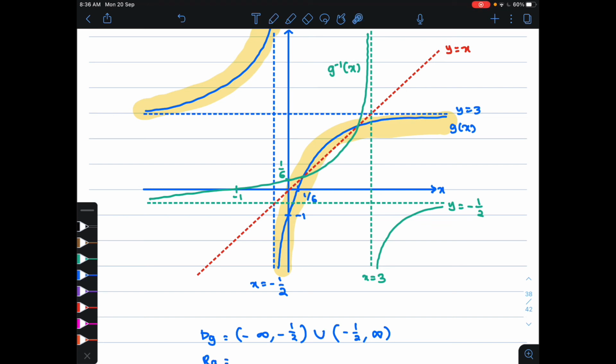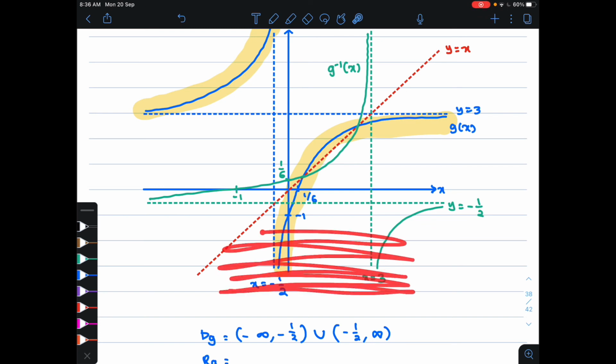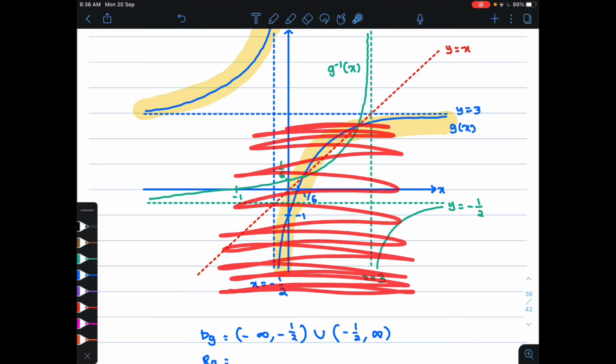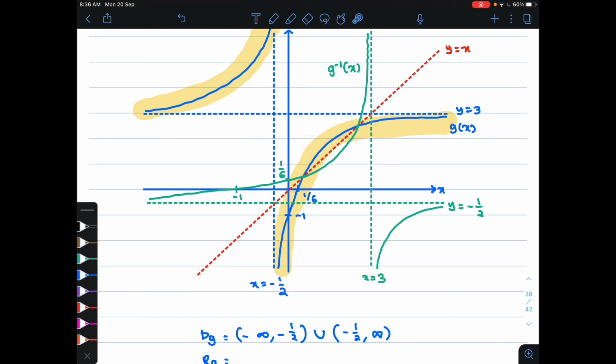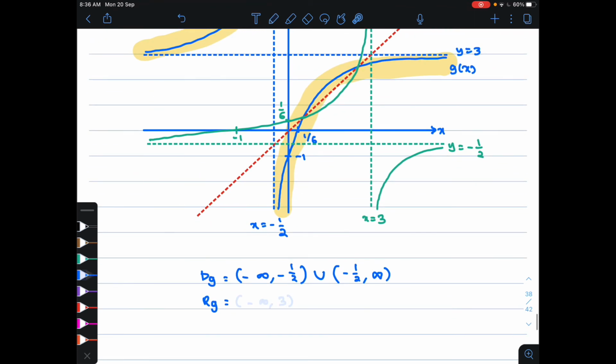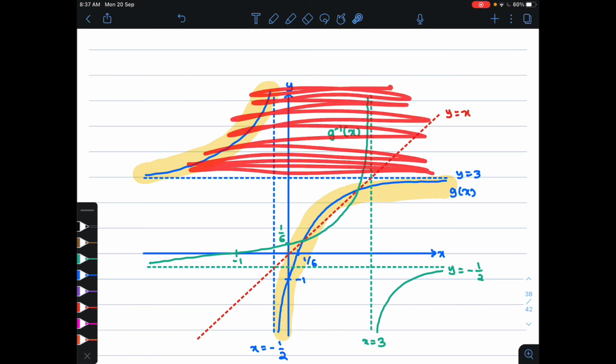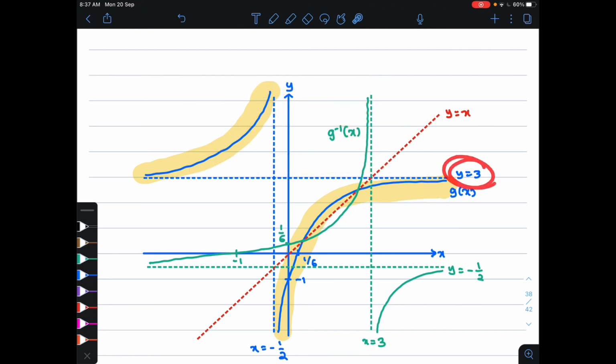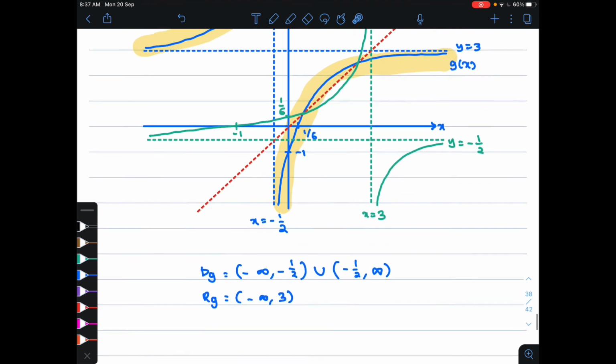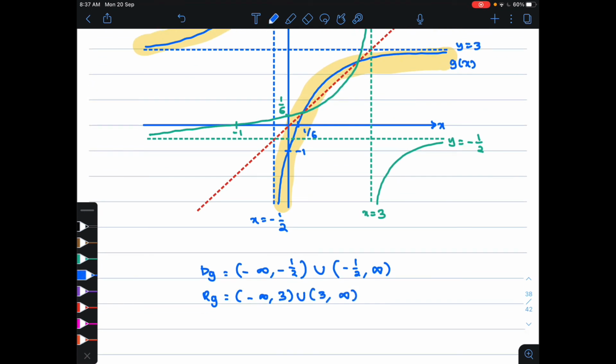Now, what about range? Okay, range, starting from y negative infinity, it goes up until it reach y equal to 3, but it doesn't touch y equal to 3. But don't forget about the graph here. So, starting from y equal to 3, it goes up until y equal to positive infinity, but it still doesn't touch y equal to 3. And we put union in the middle as per usual. So that's the domain and range of G.